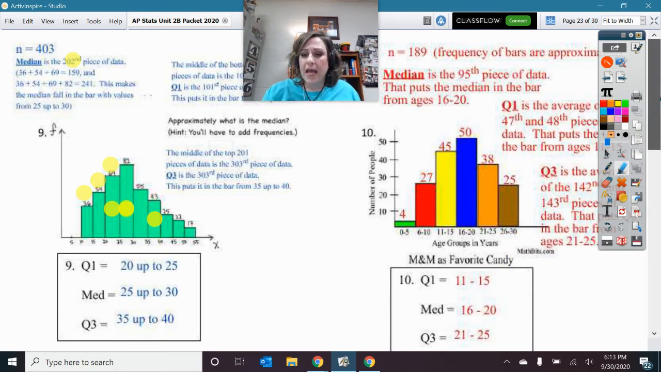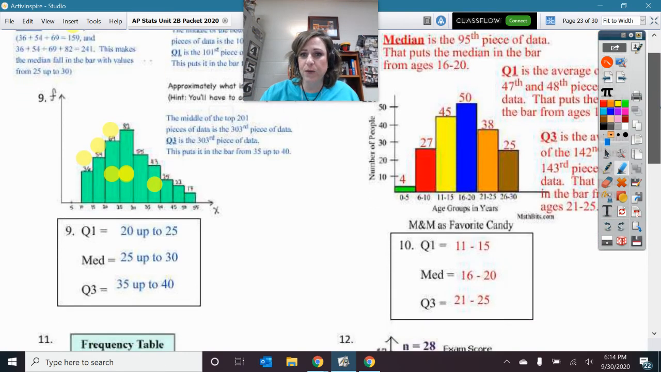Okay? The key on this one that you had to do, now you might have a little bit different numbers than me, okay? But hopefully that still lands the values in the Q1, median, Q3 are still in the same bar. I don't think we were that close to the edges, but you had to first approximate how many pieces of data were in each one of these bars. So I got 4, 27, 45, 50, 38, and 25. So that was what I got, and there was 189 pieces of data. And so therefore, I could find out that the 95th piece of data was the median.